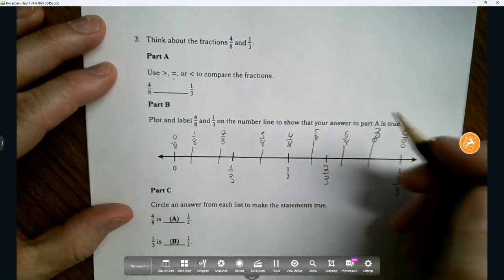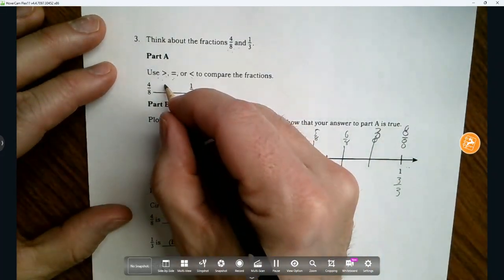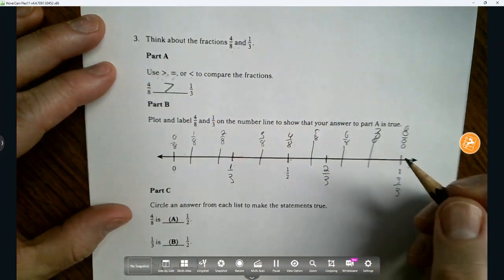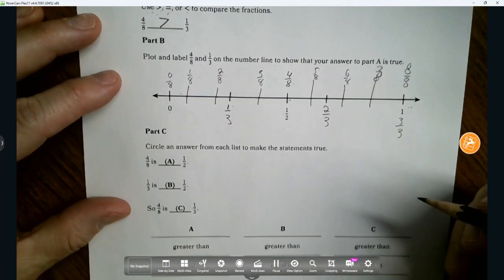Here's 1/3. Which one's bigger? 4/8 is closer to 1. That means it's bigger. So the mouth will go towards 4/8. But 4/8 is also the same as 1/2. Look at that. All right.